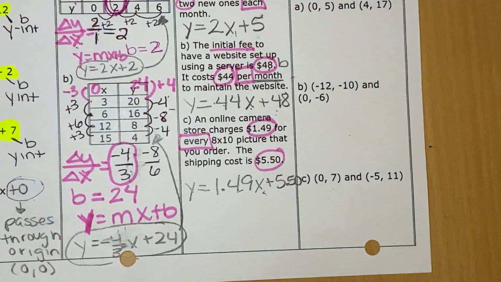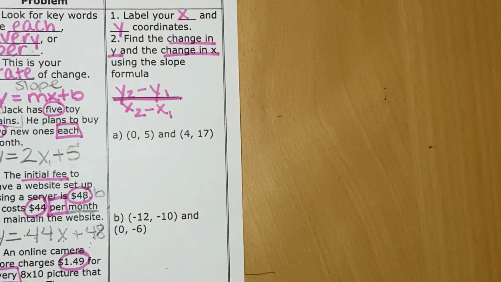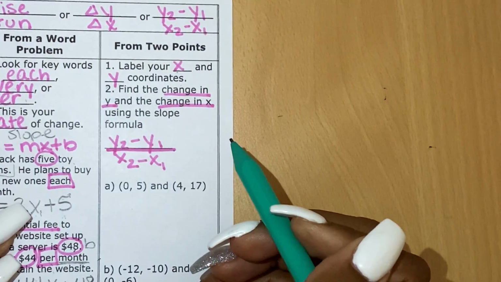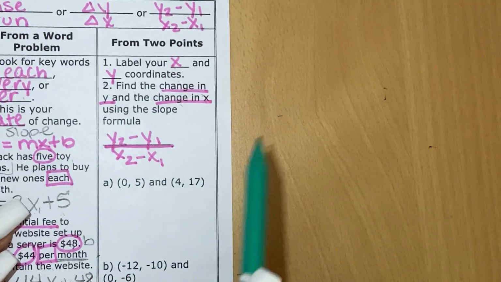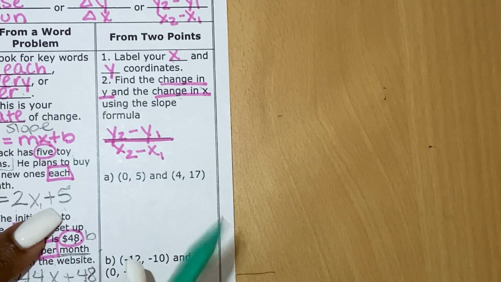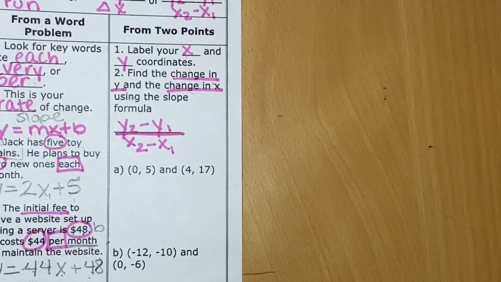Now we're going to move on to slope from 2 points. Let's move on to slope from 2 points. We need to label our x and y coordinates. Then we need to find the change in y over change in x using the slope formula. And I'm taking the liberty to go ahead and write the slope formula for you, which is y2 minus y1 over x2 minus x1, okay?